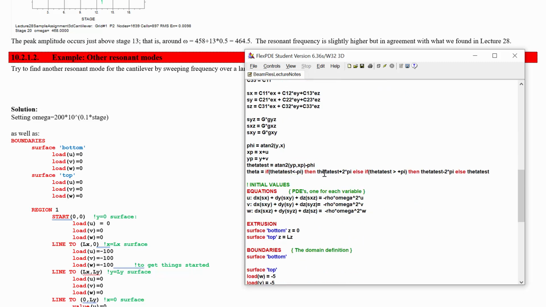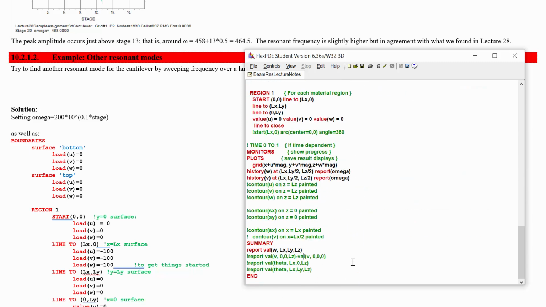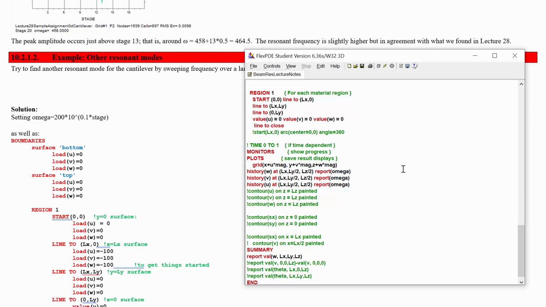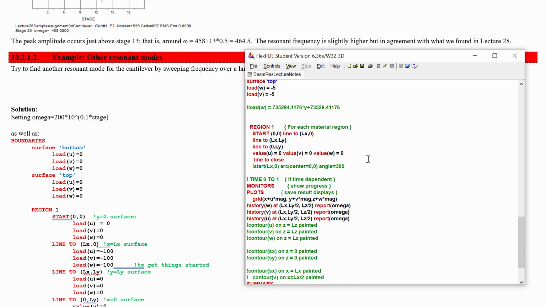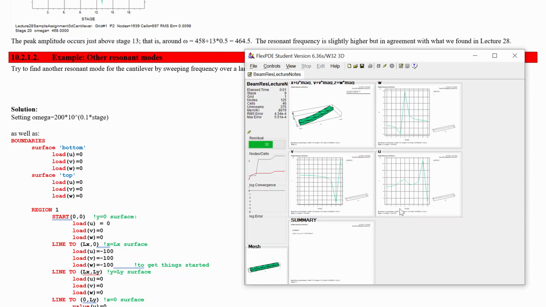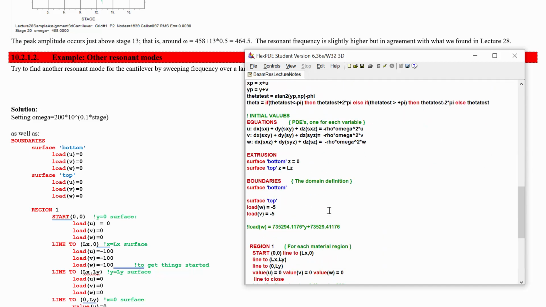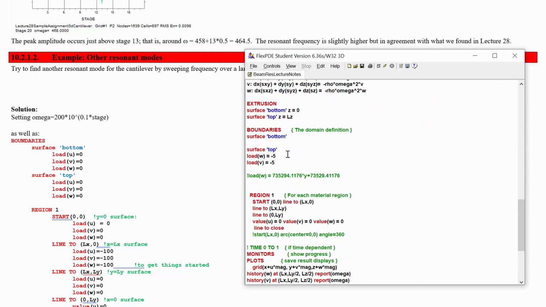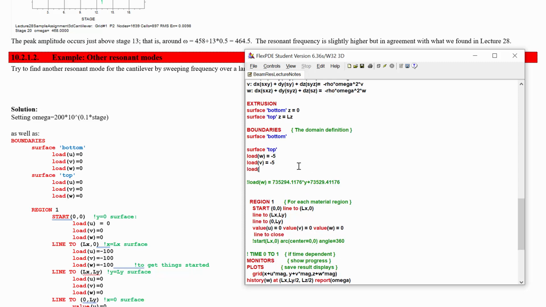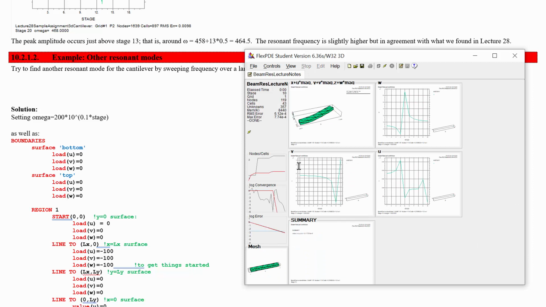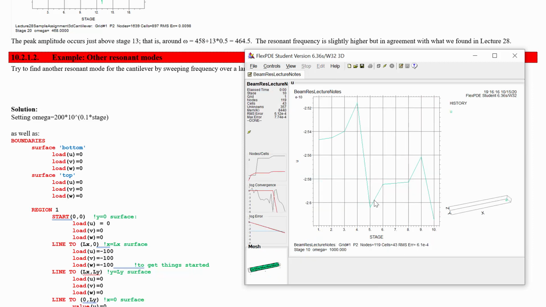Maybe we won't find any, but let's have a plot of the history of U at the center of the end, and see if we can find something where it's oscillating along the length. Again, a bunch of nonsense happening here at just E-12, but if we apply a stress in the X direction, load U equals -5, doesn't have to be much, you could apply it anywhere, just on the top surface, then it becomes more possible that we could find a resonant mode here.